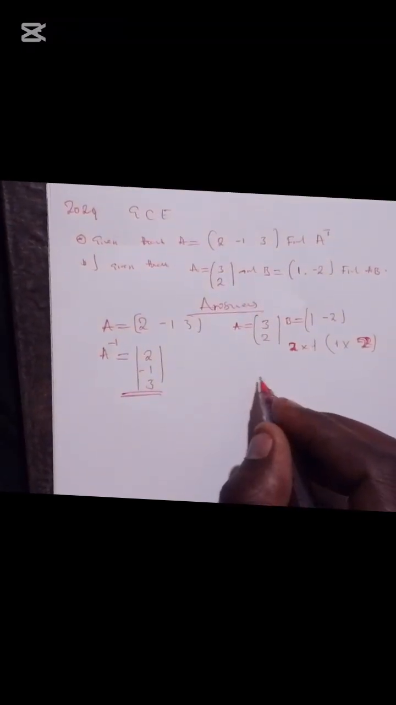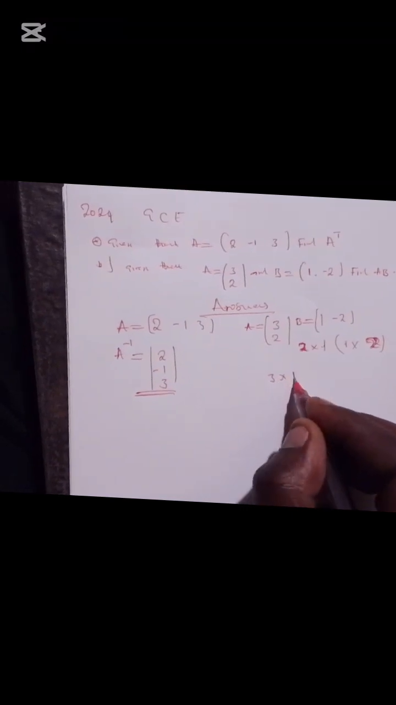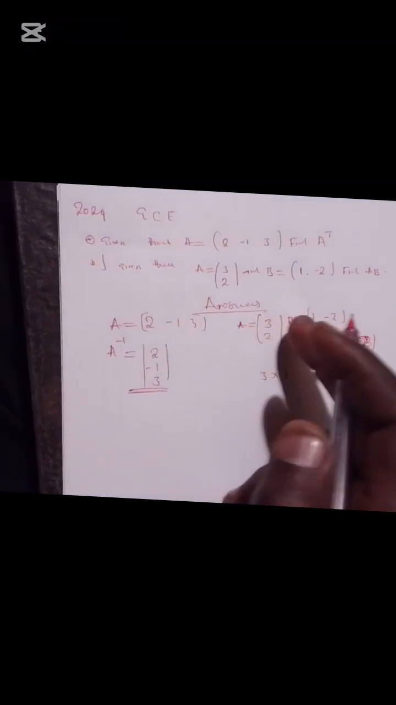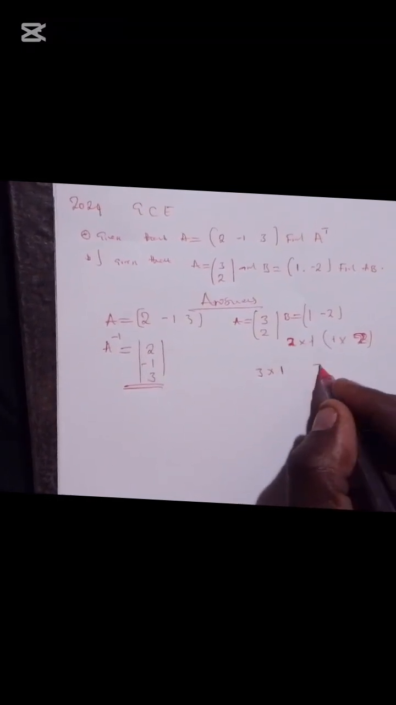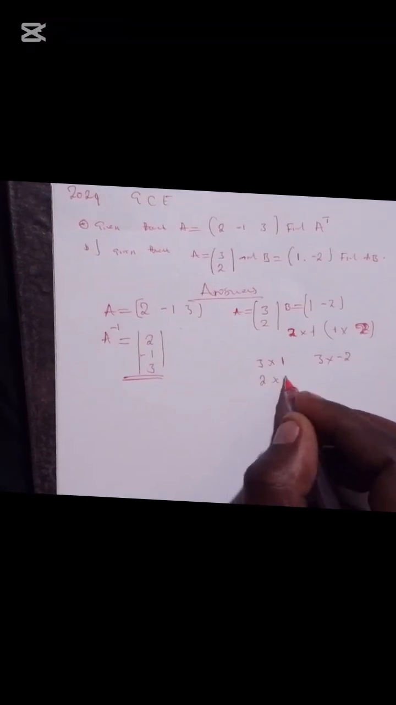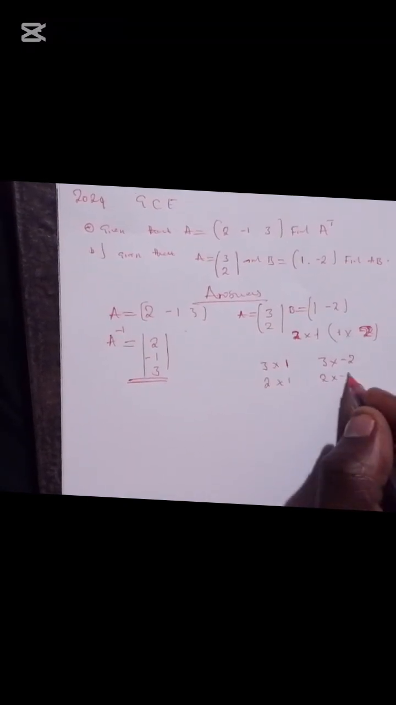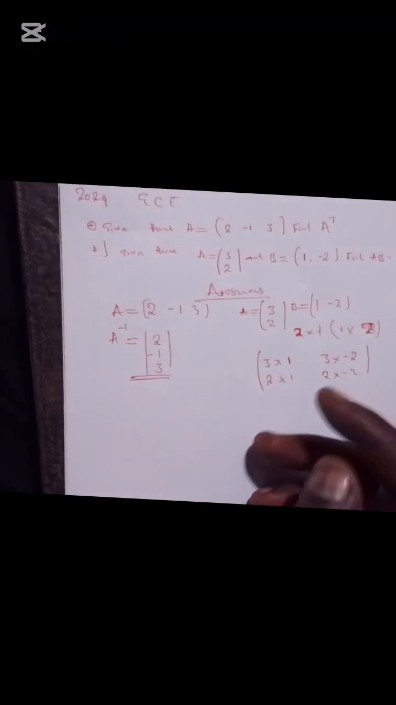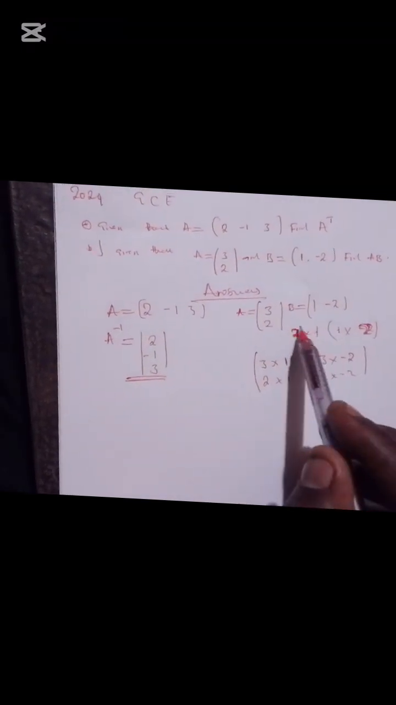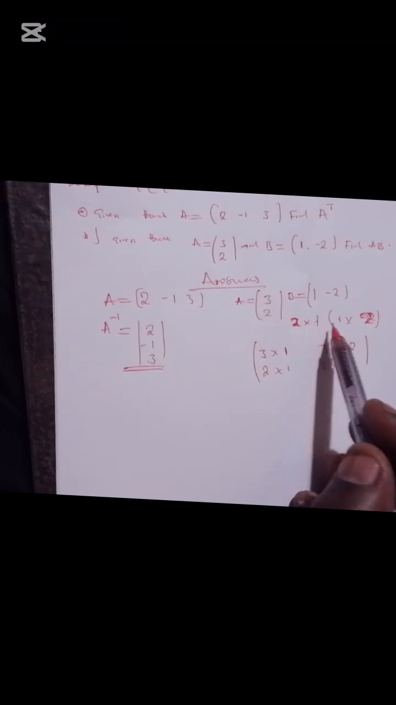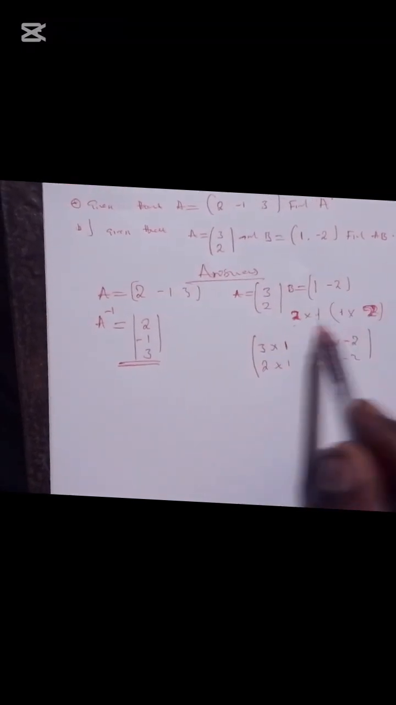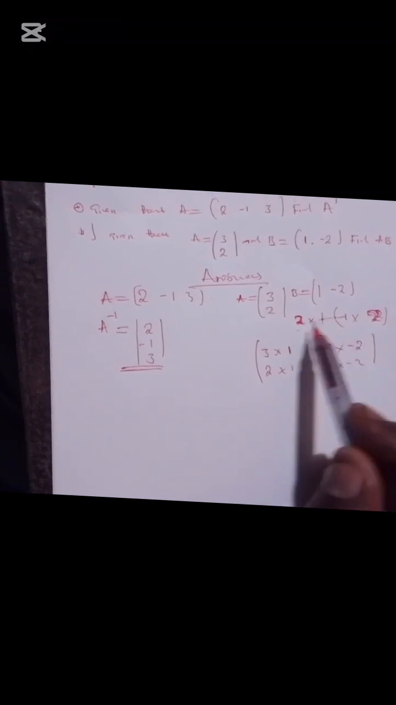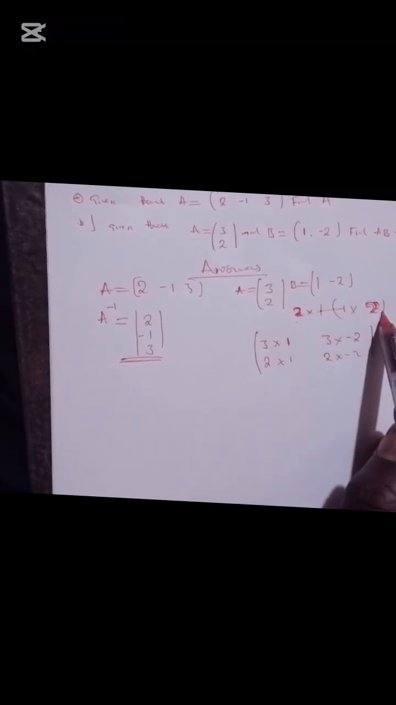So this one will be 3 times 1, that is row by column. Then the next, you are going to have 3 times negative 2. After which, you're going to say 2 times 1, then 2 times negative 2. So when you're multiplying matrices, it's row by column. Then I said write down their order: this is a 2 by 1, this is a 1 by 2. When the inner numbers are the same, yes, you can multiply. Then the outer ones tell you the order of the outcome.